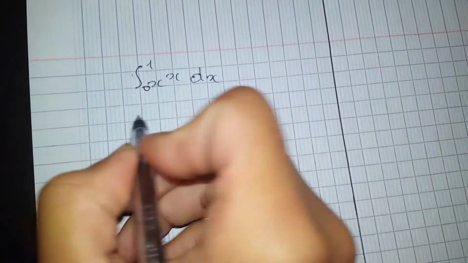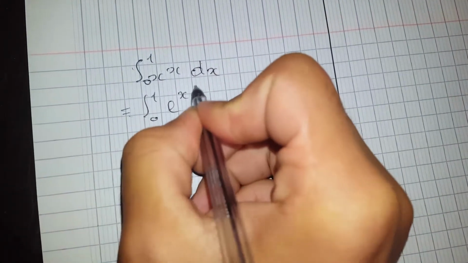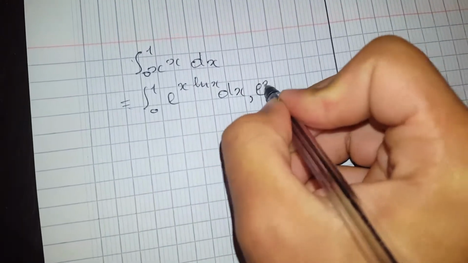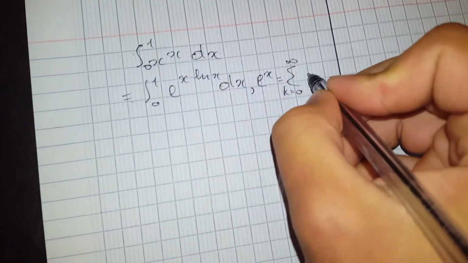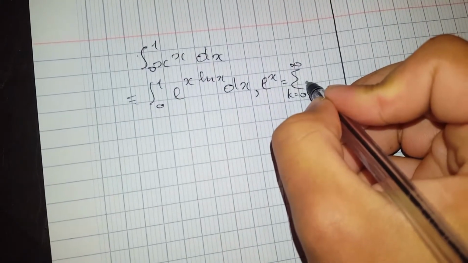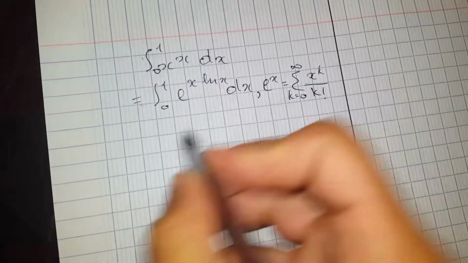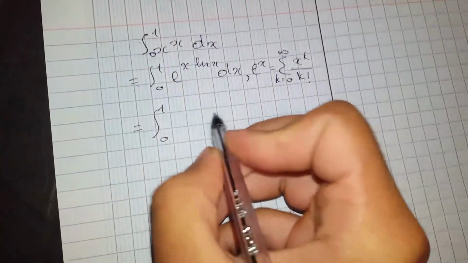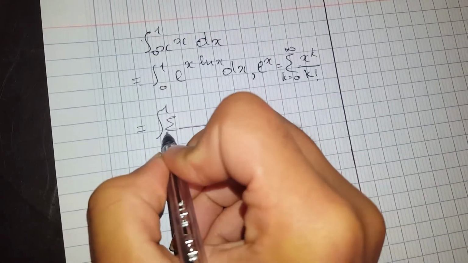Hello guys, in this video I'm going to show you how to calculate the integral from 0 to 1 of x to the x dx. So x to the x is equal to exponential of x ln x. So we're going to have the integral from 0 to 1 of exponential of x ln x dx. And we know that the exponential function by the Taylor series is e to the x equal to the sum from 0 to infinity of x to the k over k factorial.